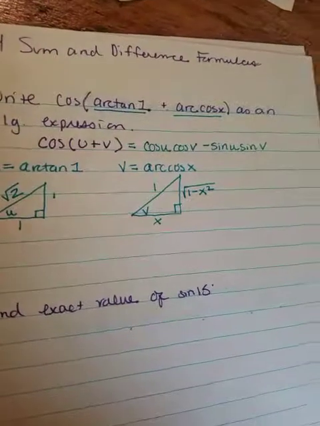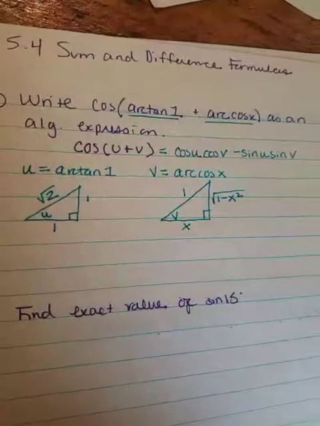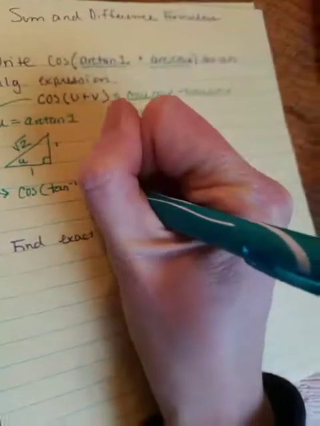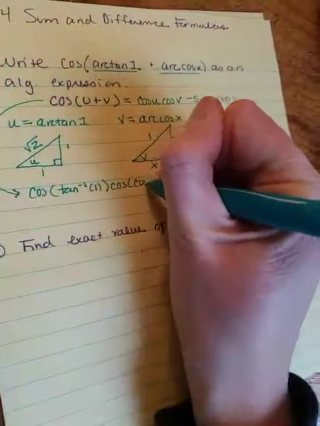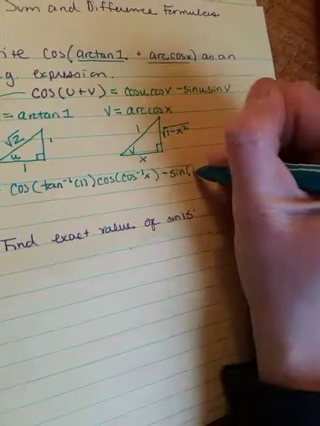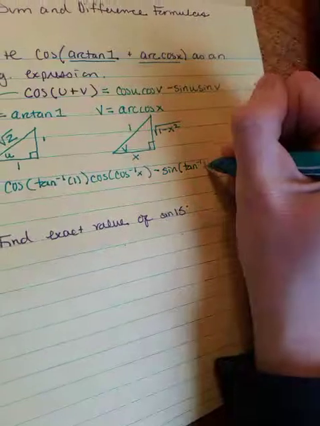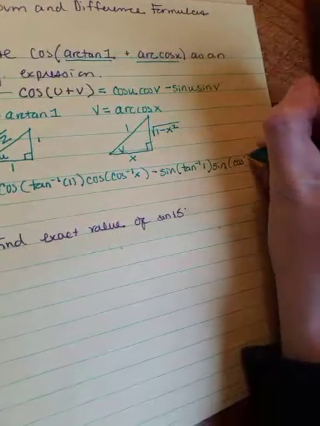Okay, so back to the problem and how this can help us. So remember, if we're thinking of this as the cosine of the quantity u plus v, let's actually substitute in our u and our v. So we would have the cosine of, again, I'm just going to substitute in here. I don't like writing arctan, I'm writing tan inverse of 1, and then cosine of v, so that's cosine of the cosine inverse of x. And then it says minus the sine of your u. My u is tan inverse of 1. And then it says sine of v, so sine of the cosine inverse of x.